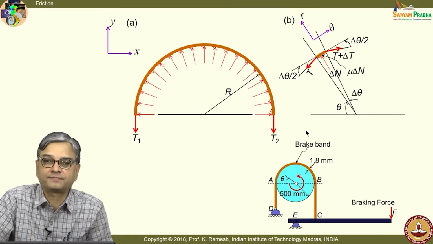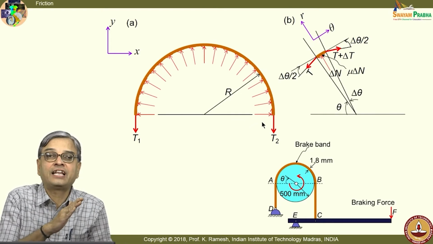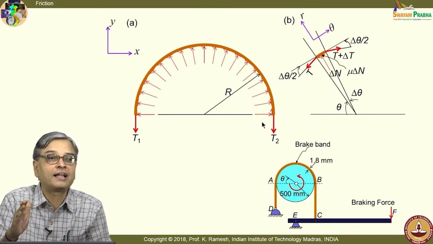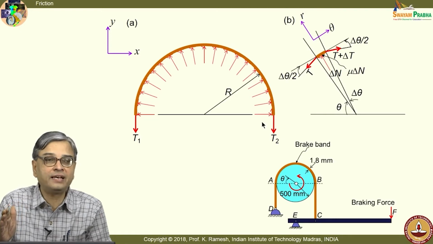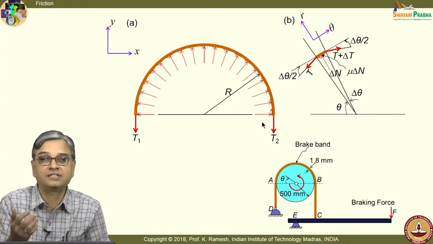That is straightforward. The key point here is you have to recognize that tension does not remain the same along the length of the belt, because I have friction. And secondly, you will have to identify what is the correct direction of friction on the belt. These are very, very important.